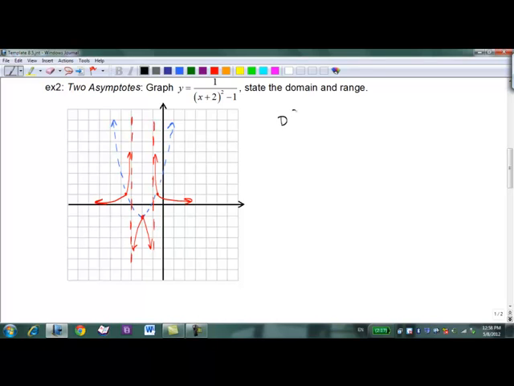Now the domain here, again, really has to do with the vertical asymptotes. I have x not equaling negative 1 and 1, 2, 3, negative 3. So there's the domain. That's fairly straightforward.